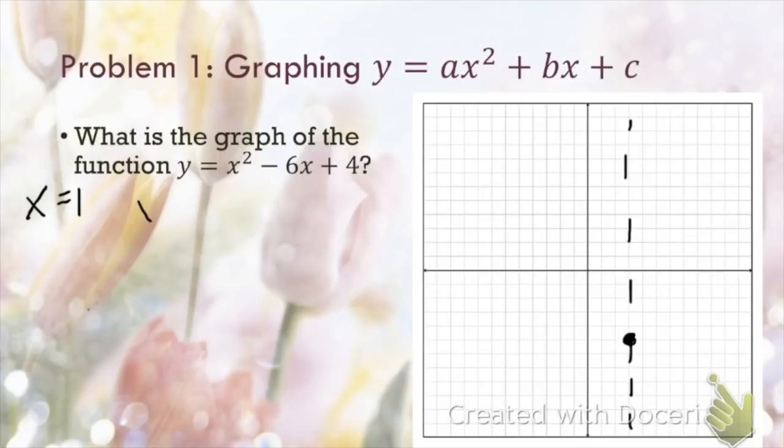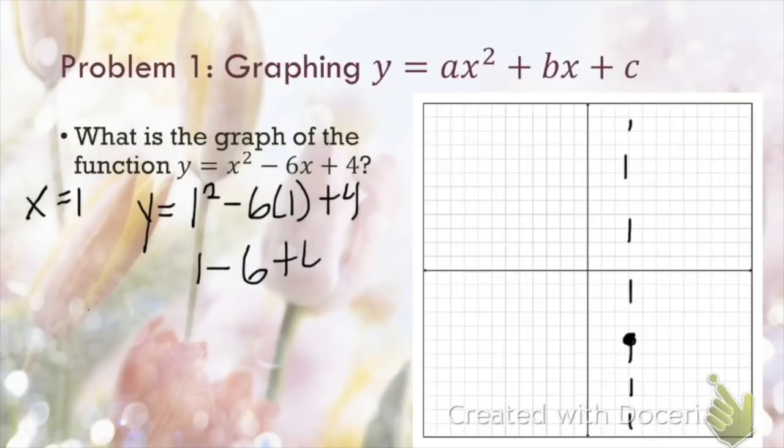And I'm going to plug that in. So y equals 1 squared minus 6 times 1 plus 4. 1 minus 6 plus 4. Well, 1 minus 6 is negative 5. Negative 5 plus 4 is negative 1. So my x was 1, my y is negative 1 in that case. So 1, negative 1 is a point on this parabola.